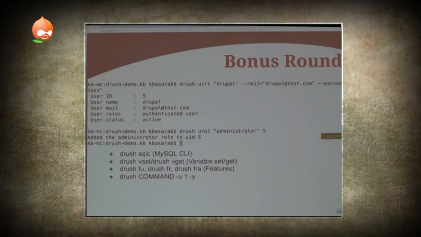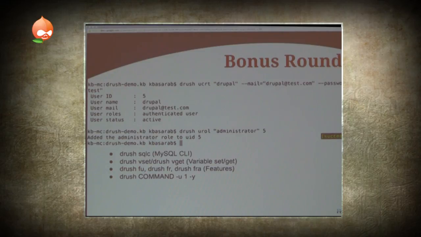vset and vget stand for variable set and variable get. If you've ever used those on your site, you can quickly set them, get them, and confirm them all from the command line in Drush. All of our Features users out there, hopefully all of you are using it in some way, shape, or form, you can update and revert features all from Drush as well. It's drush fu, which we've all wanted to tell Drupal at some point or another, especially while using Features. It stands for features update.